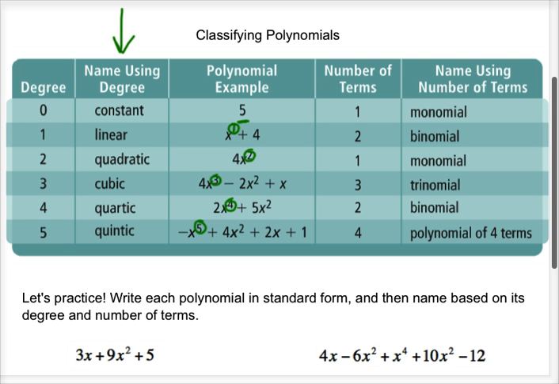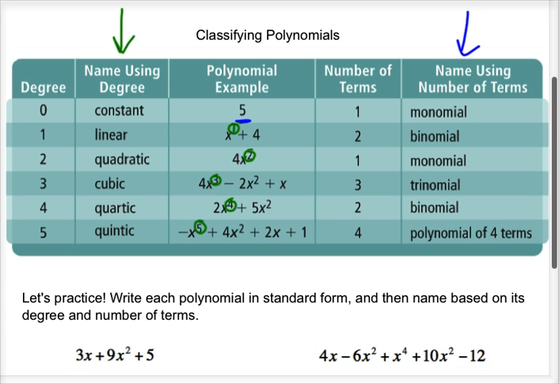Now, the other way to name it is based on the number of terms, okay? So monomial, we've already seen the vocabulary word, okay? Monomial is just a single term, okay? Just a number with an exponent or a number with a variable.